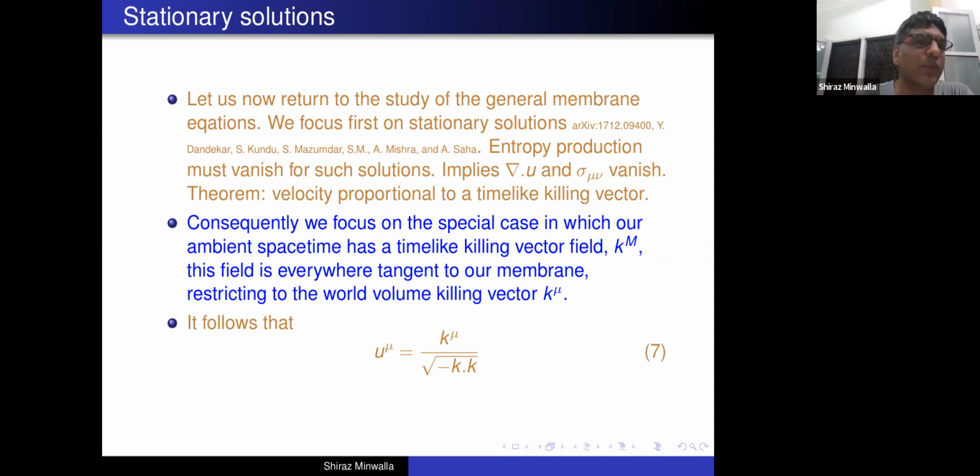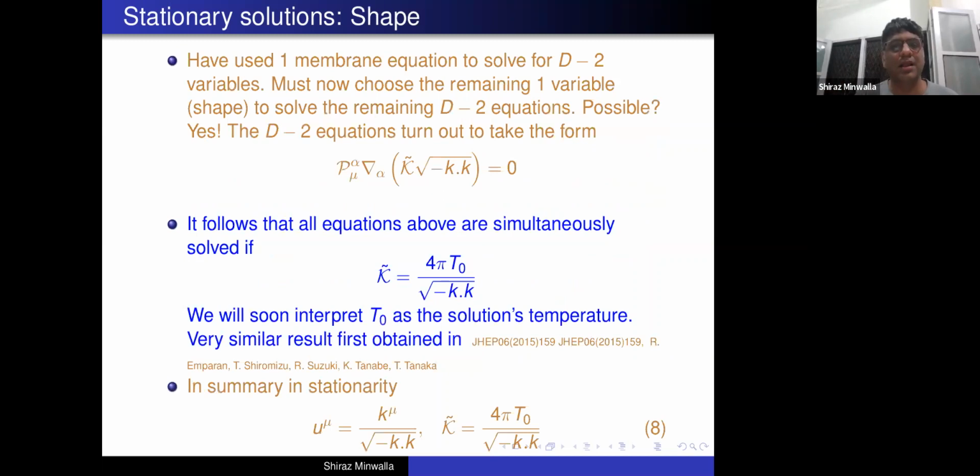And you might think, okay, now we're in trouble because it looks like there won't be solutions to these equations, because we've got d-2 equations for one variable. However, of course, everything is good and there are solutions. It turns out that these remaining d-2 equations all turned out to be the derivative of a single equation. Okay, and so all these equations are obeyed when this is a constant, and that constant I choose to call 4π/T₀. Soon we will identify T₀ with the temperature of the solution.